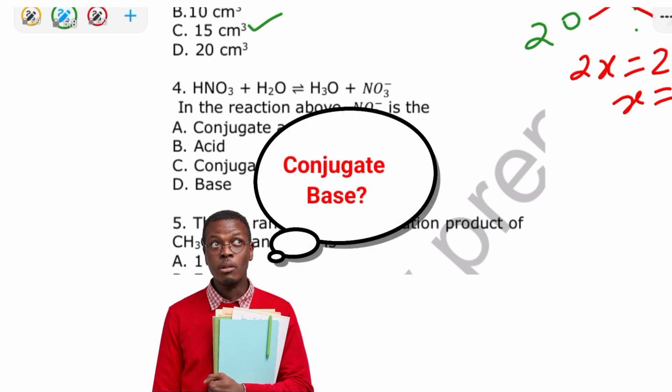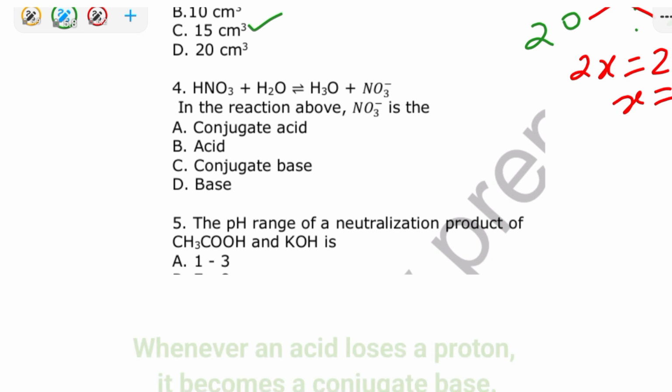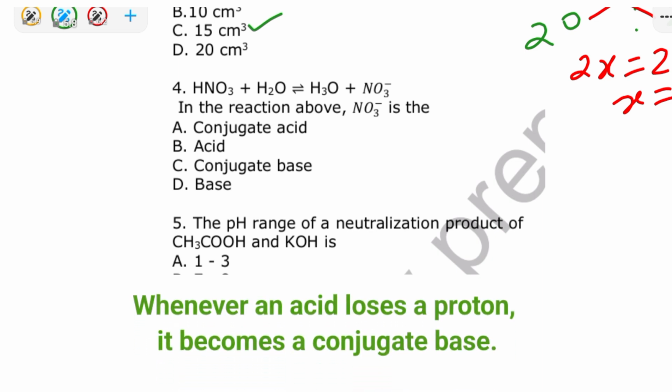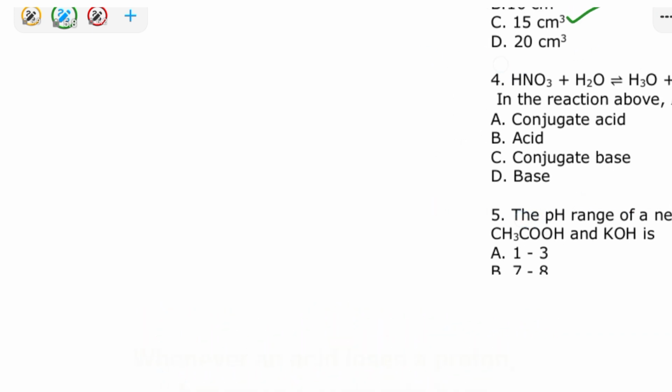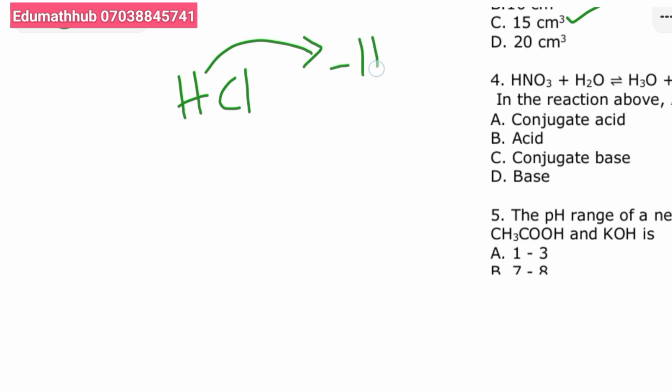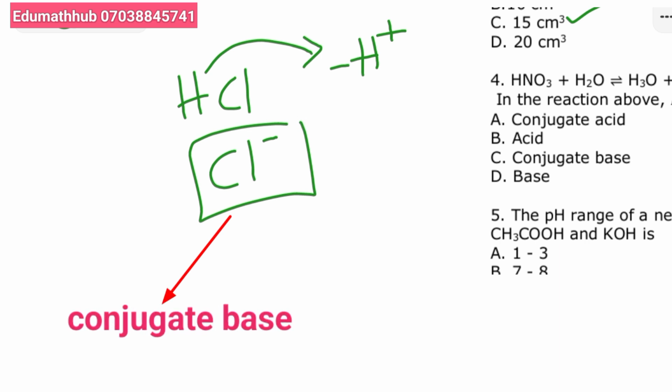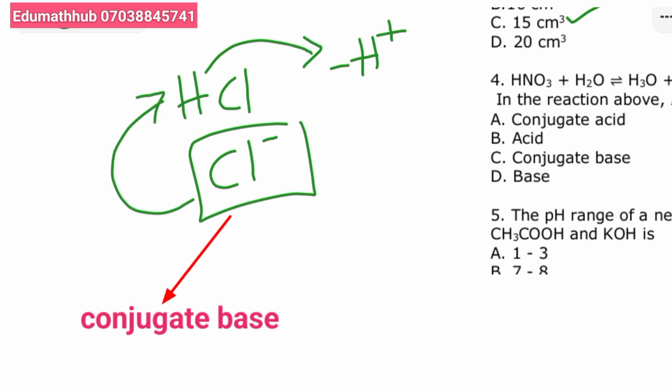Now, conjugate base is formed from the acid. So anytime the acid loses a proton, then what you're going to get is conjugate base. Let me do an example for you. Look at this acid here. You have HCl as an acid, right? So we're going to remove one H. That means this H is losing a proton. By the time you remove this H, you're going to have Cl minus only. So this Cl minus is the conjugate base of this acid.